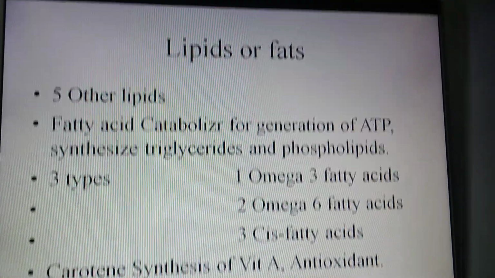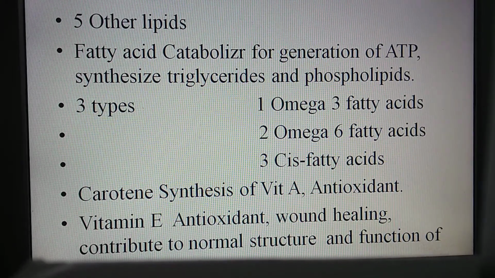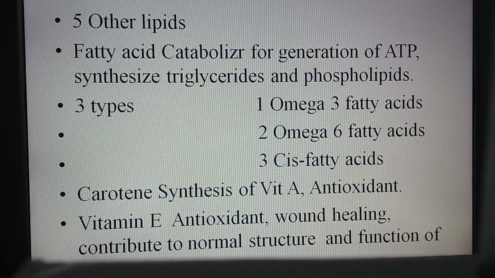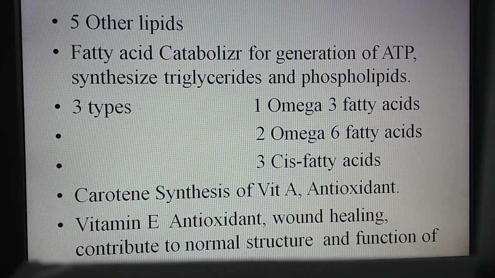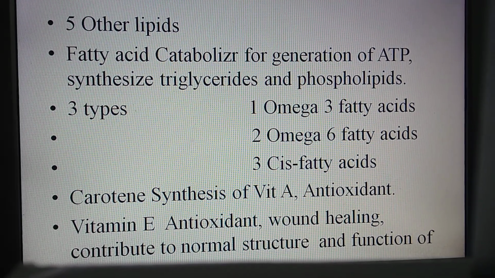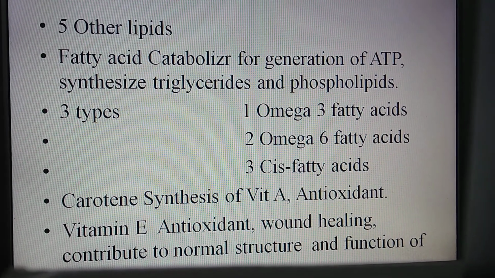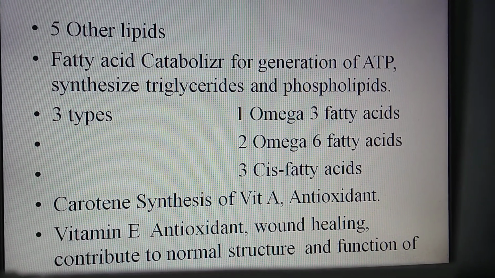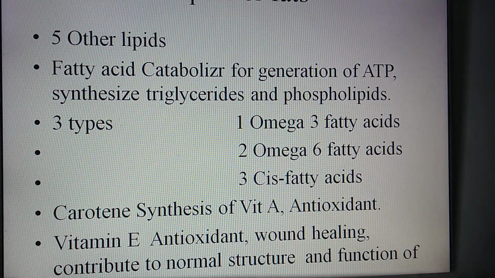Now regarding the other lipids, number 1 is fatty acid, which is catabolized for the generation of ATP and used to synthesize triglycerides and phospholipids. There are 3 types of fatty acid: omega-3 fatty acid, omega-6 fatty acid and trans fatty acid. Omega-3 and omega-6 fatty acids are good for health. Trans fatty acids after hydrogenation are slightly harmful to the body.